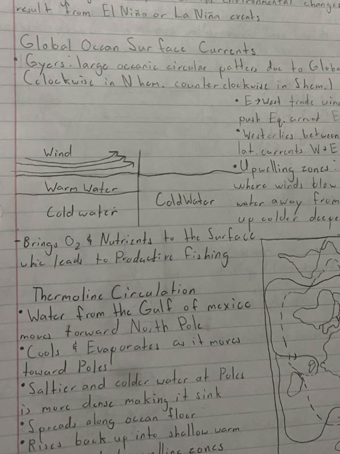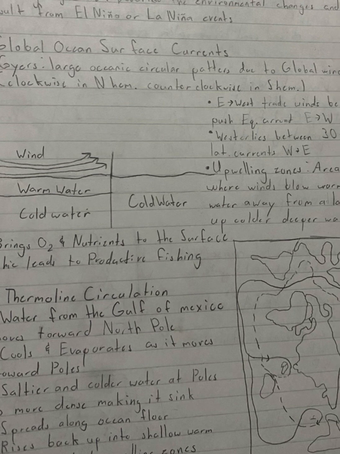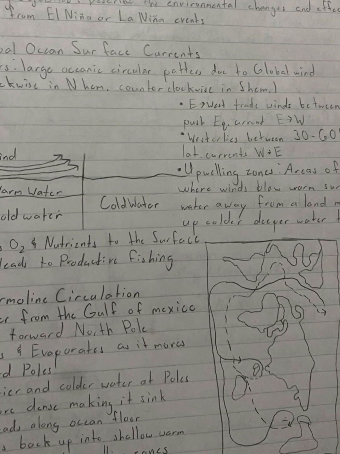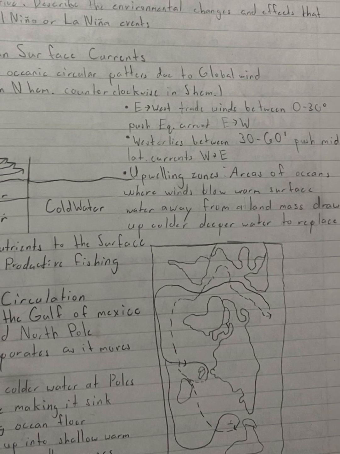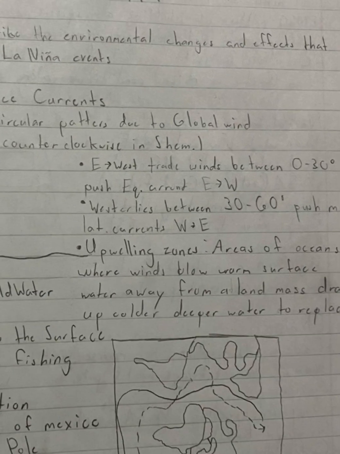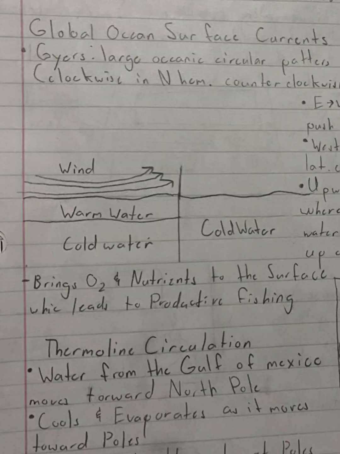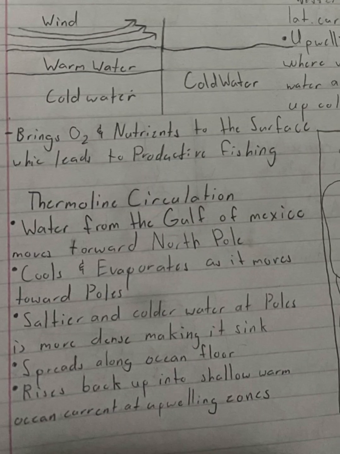We start to learn about gyres, which are large oceanic circular patterns due to global wind. They turn clockwise in the northern hemisphere and counterclockwise in the southern hemisphere. We also start seeing upwelling zones, which are areas of ocean where winds blow warm surface water away from a landmass, drawing up colder, deeper water to replace it. Although this sounds negative, this is actually healthy since it brings O2 and nutrients to the surface, which leads to productive fishing.